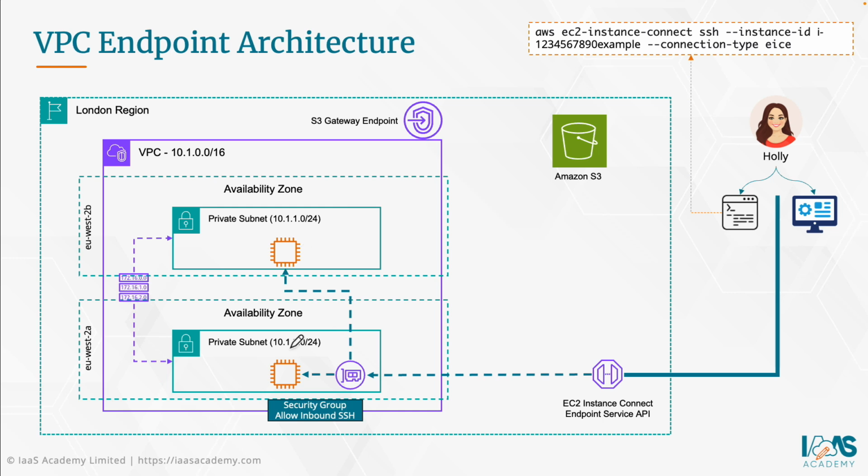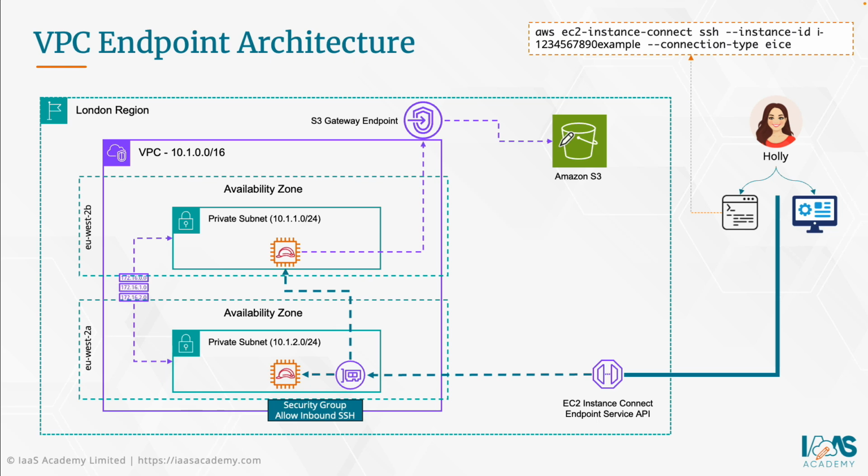Remember, any resource that needs to access the resources of another service needs permissions to do so. And one way of doing that is assigning these EC2 instances with appropriate IAM roles so that they can connect to your S3 bucket. And so with all of that in place, you should now be able to access the S3 service via the S3 gateway endpoint. Right, that's exactly what we're going to be doing in the lab.